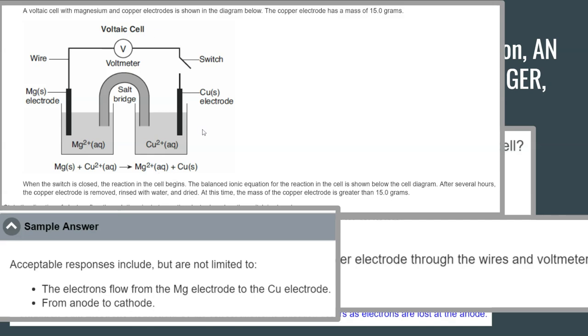Now you might be wondering, why does this happen naturally? Well, magnesium is higher on the activity series compared to copper. So magnesium is more reactive than copper and is much more easily oxidized compared to copper ion. Therefore, magnesium wants to lose its electrons to copper to become magnesium ion, thereby reducing copper.